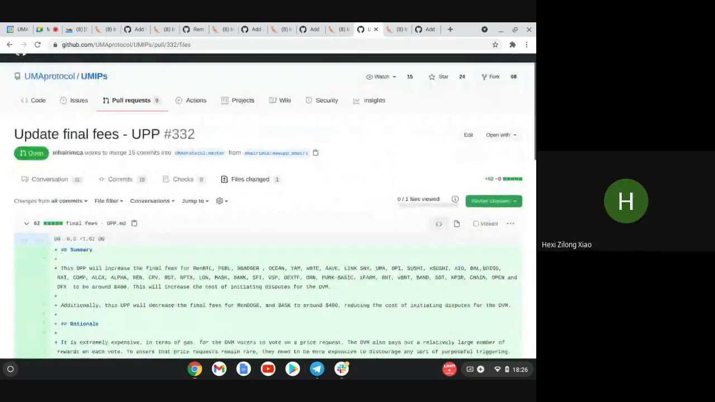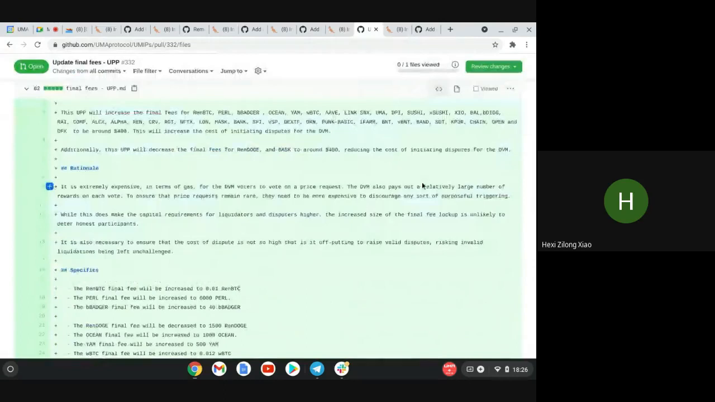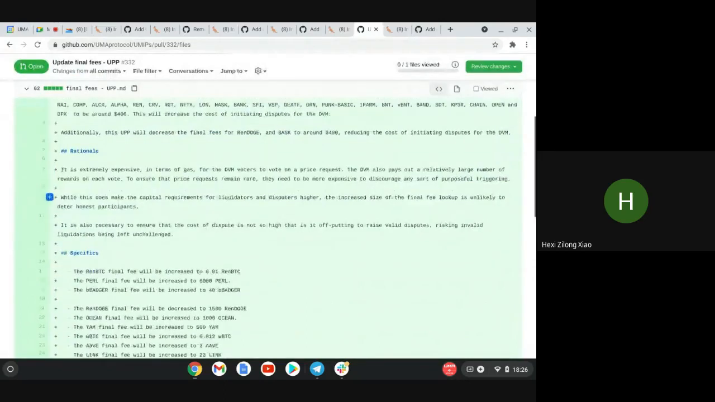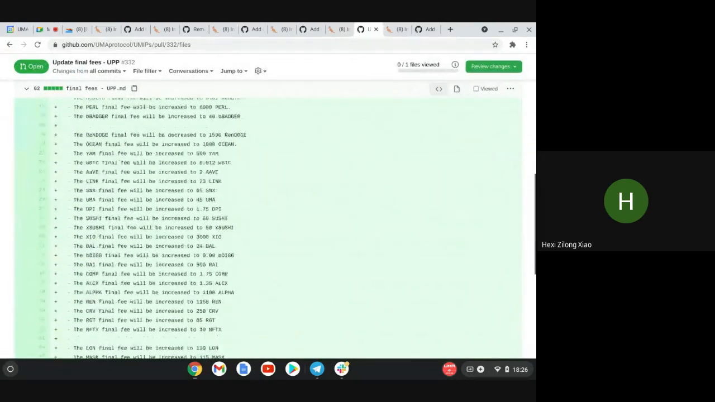Nope. I have a question. How do we scale these in the future when we have more collaterals and they drop very drastically, be volatile? It's not obviously scalable to approve a UMIP every time we need to adjust final fees if we already have a general guidance of 400 USD worth.